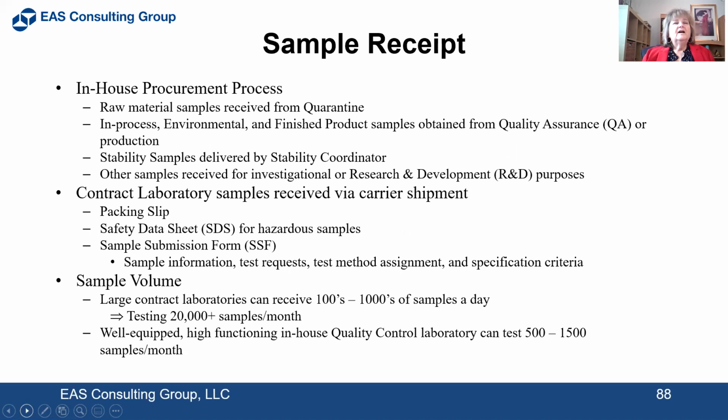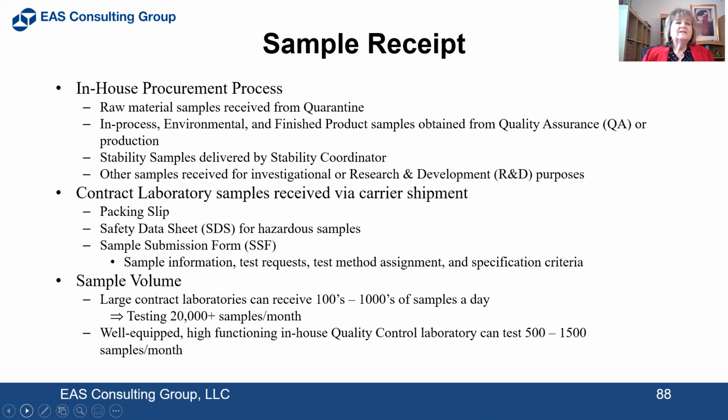So depending on where you're at, sample receipt might be a little bit different. If you have an in-house lab, you might get your raw material samples from quarantine. If they're in process, environmental or finished product samples, you probably obtain them from QA or from production. If they're stability samples, probably delivered to the lab by the stability coordinator. And then other samples received for investigational or research and development purpose. Those are always the worst ones because they don't have clear instructions with them. Never like those.